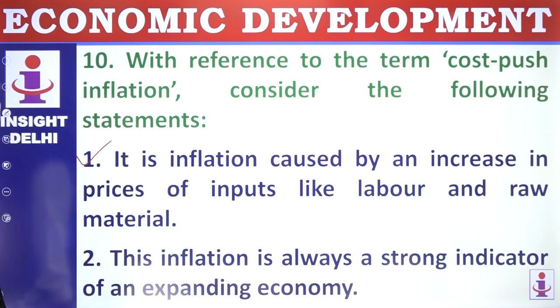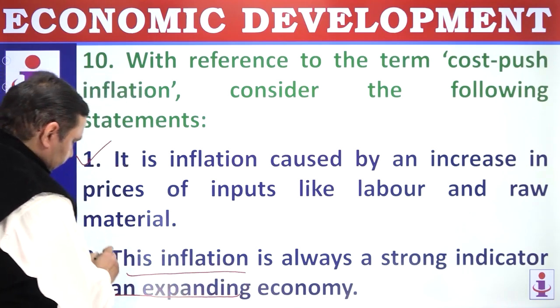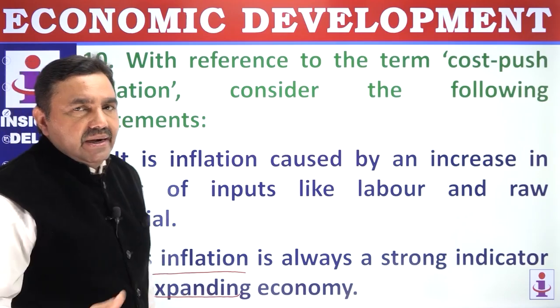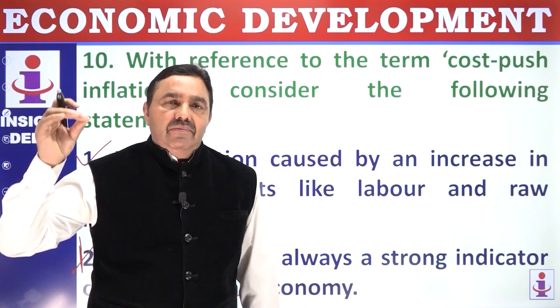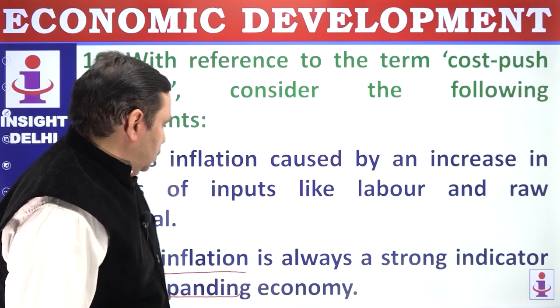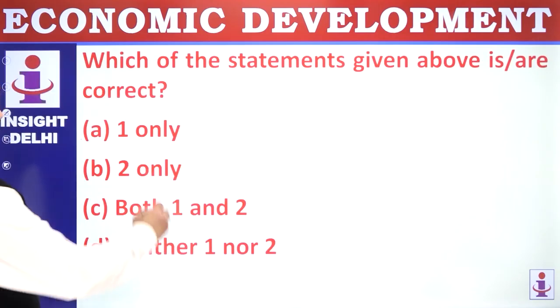This inflation is always a strong indicator of expanding economy. Cost push is not an indicator of expanding economy. Demand pull could be an indicator of expanding economy, because cost push inflation is going to make things costlier without actually allowing people to have more. So that is not going to work. Is that correct? Only one.